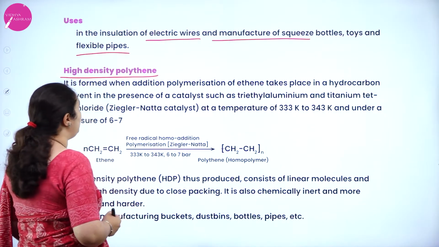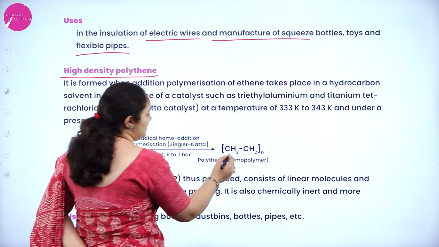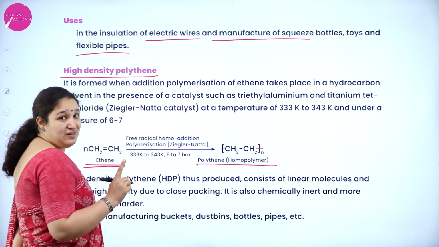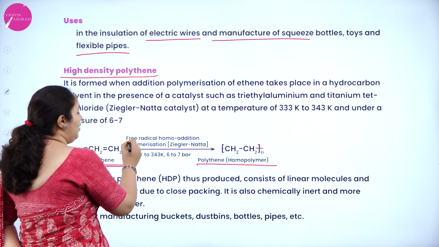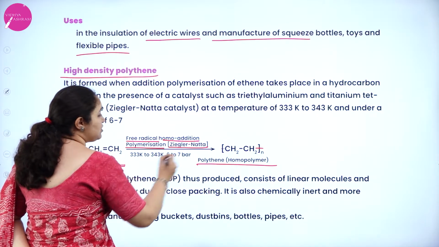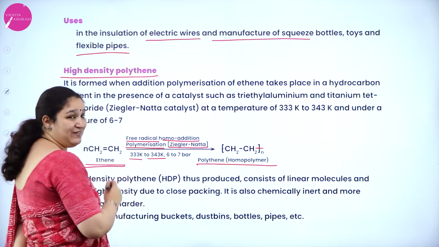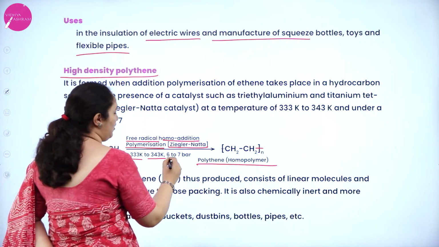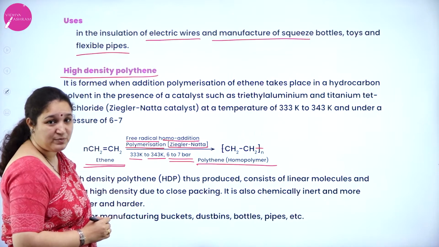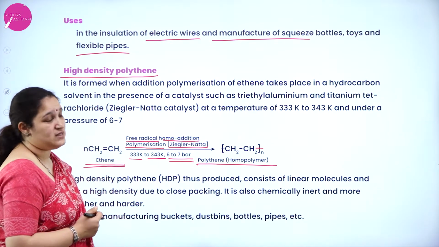Next is high density polythene. It's the same reaction: you can see CH2 double bond CH2 giving CH2 single bond CH2, n number of times. It's a homopolymer. But see the condition for high density polythene: we require free radical homo addition polymerization. It takes place in the presence of Ziegler-Natta catalyst, 333 Kelvin to 343 Kelvin, a little lower temperature than low density polythene, and of course the pressure is really low, that is 6 to 7 bar pressure compared to 1000 to 2000 atmosphere or bar pressure in low density polythene.